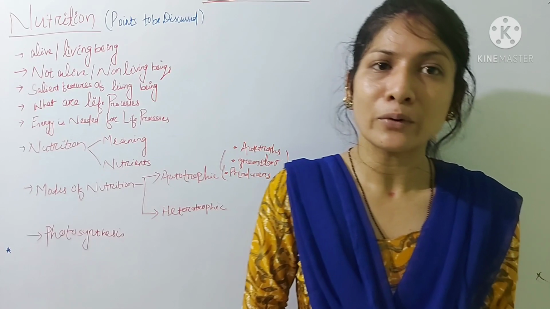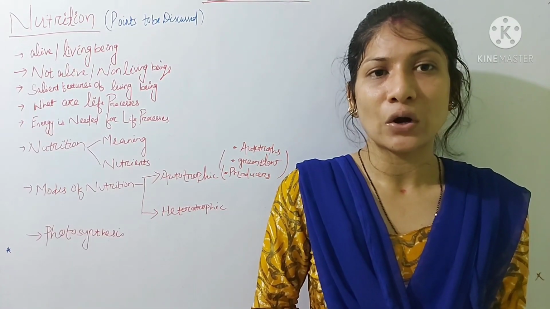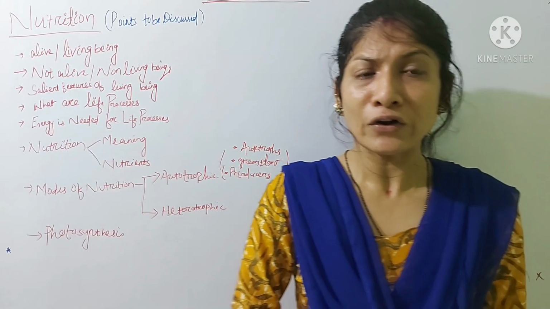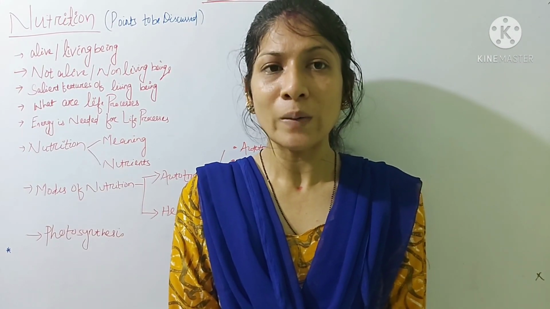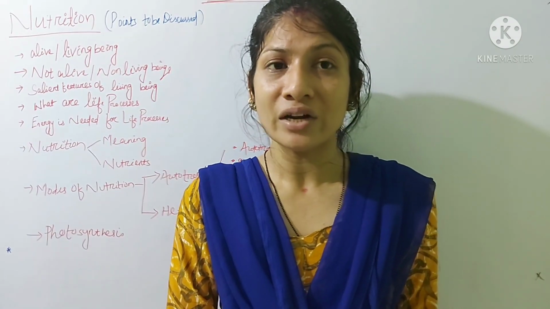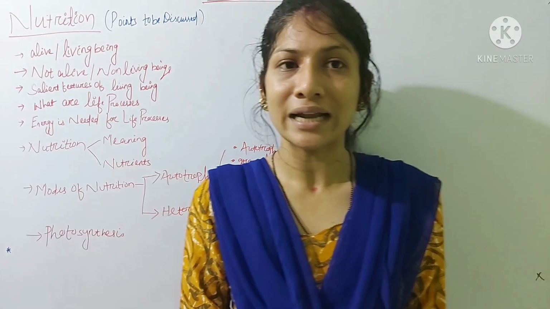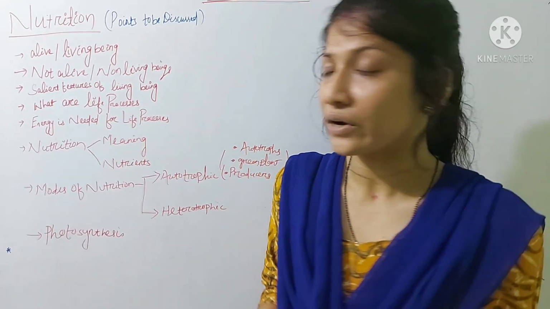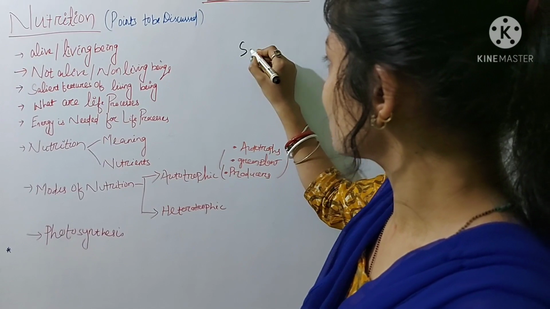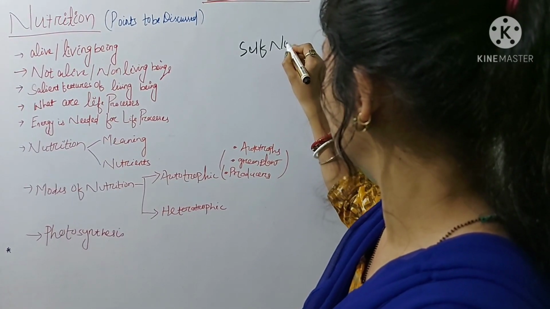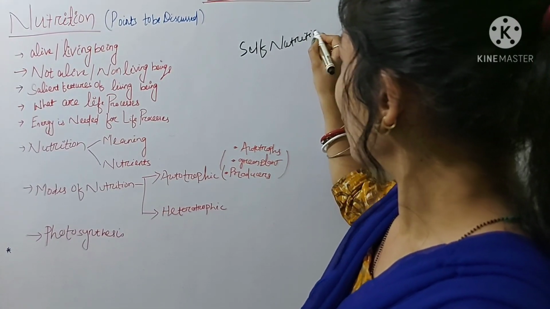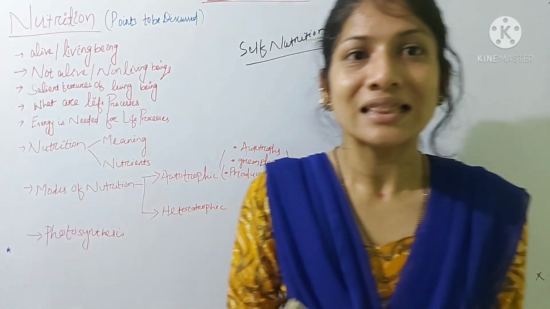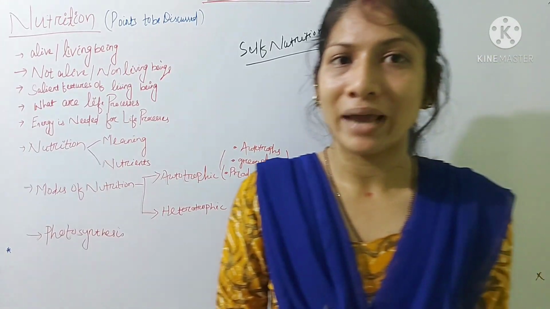There are two different modes of nutrition mainly. First is autotrophic mode of nutrition, second is heterotrophic mode of nutrition. Autotrophic mode of nutrition means auto means self or own. Nutrition means we know that is the intake of energy and utilizing of the energy. That means autotrophic nutrition means self nutrition.